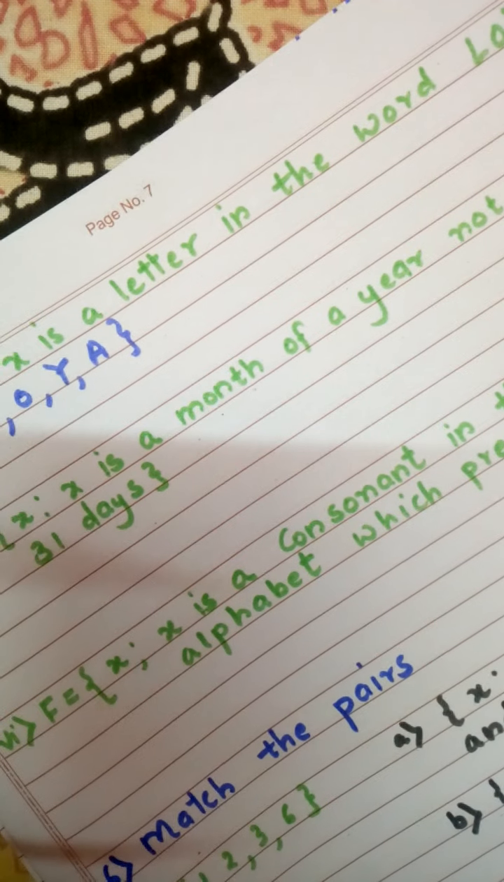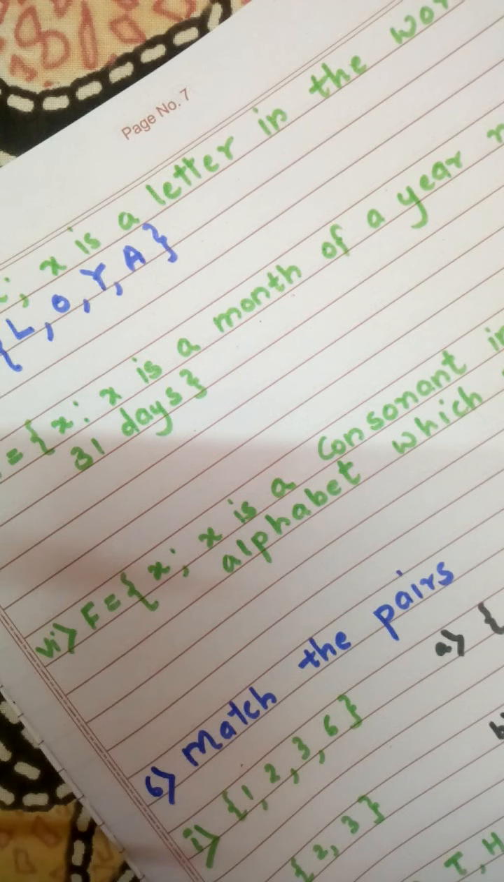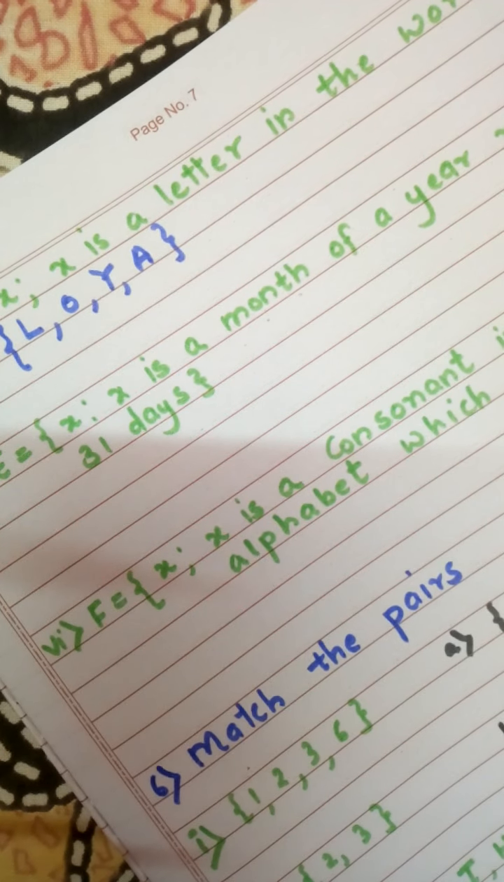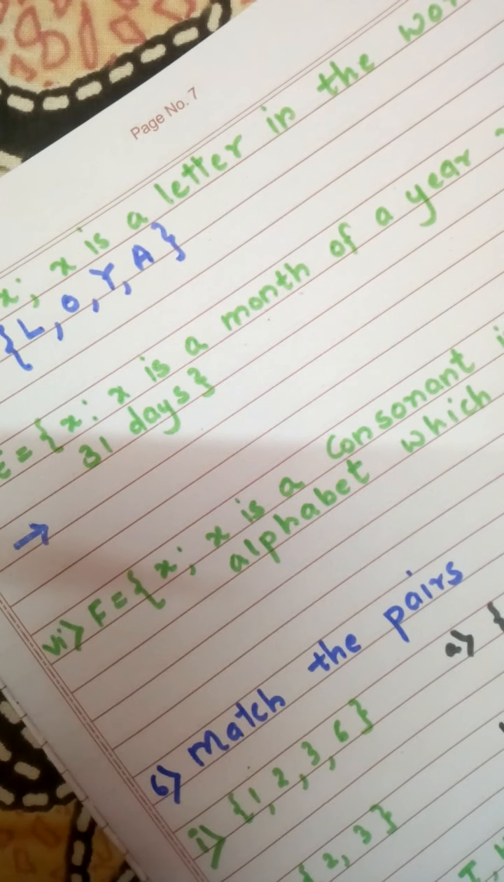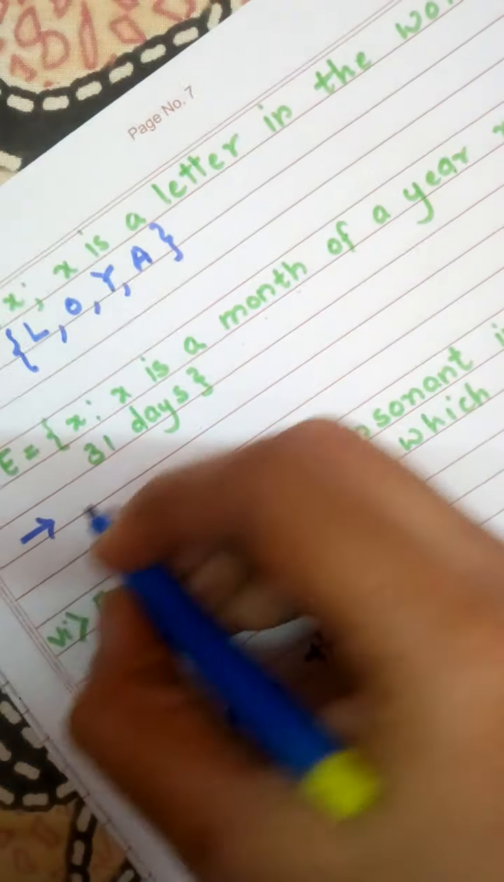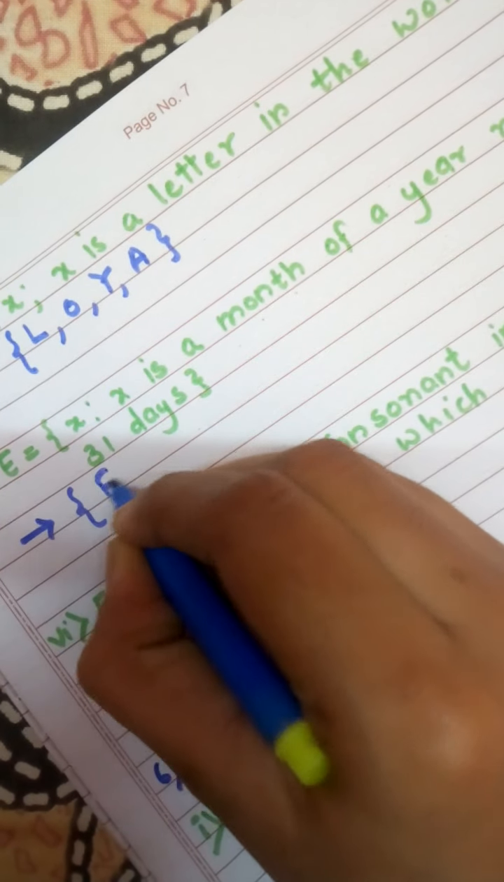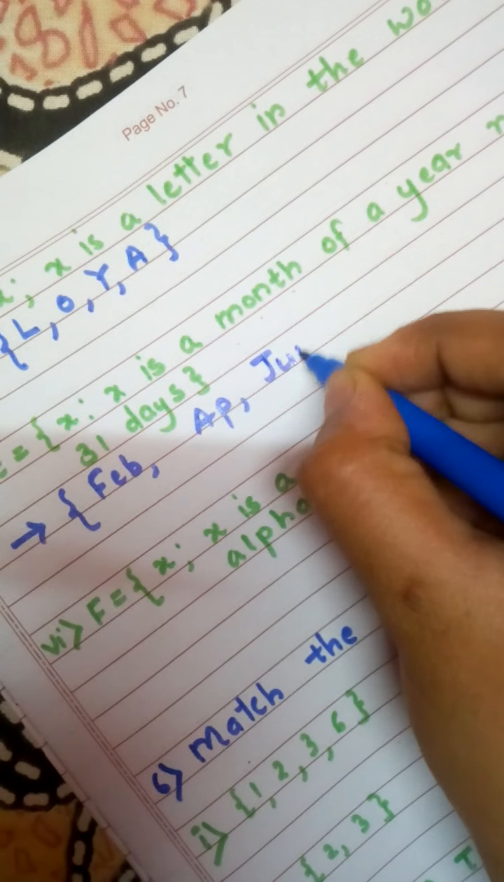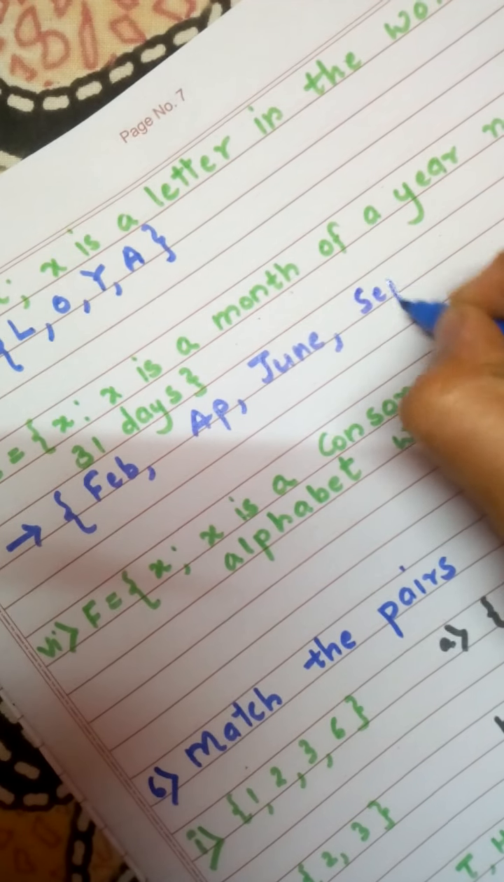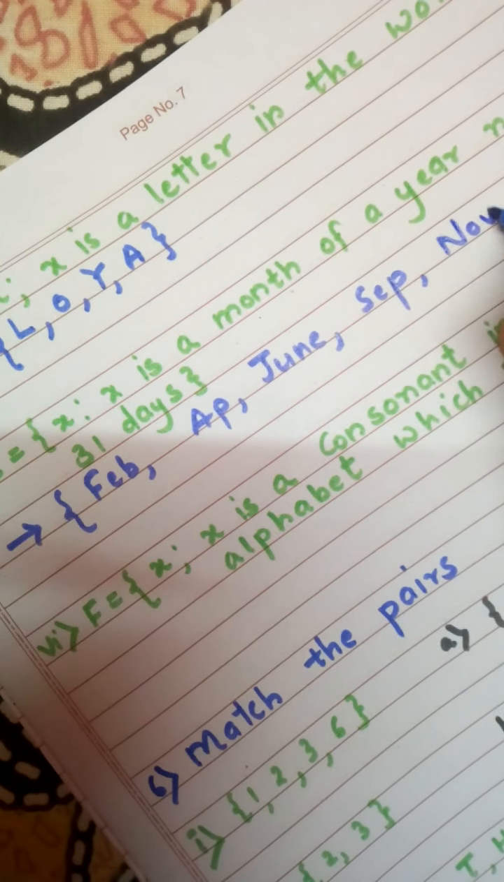Okay, so now moving to the fifth question, it says that E equal to {x such that x is a month of a year not having 31 days}. Okay, so now here you can check your calendar. Then the months which are not having 31 days are February, then April, June, September and November.